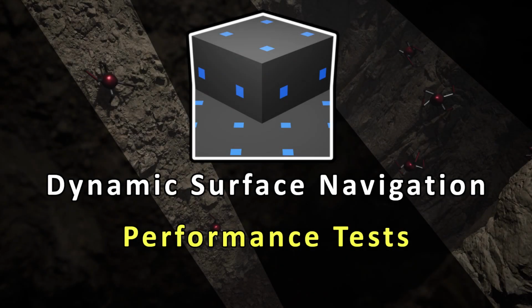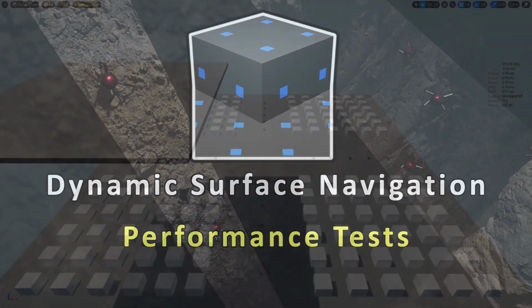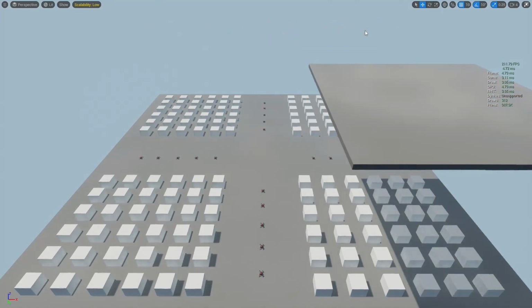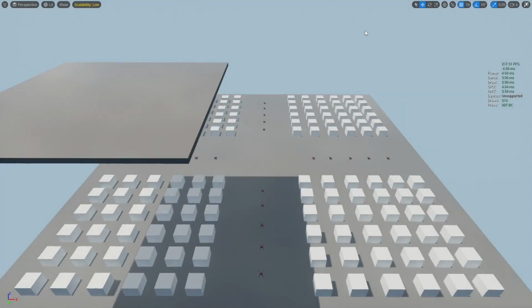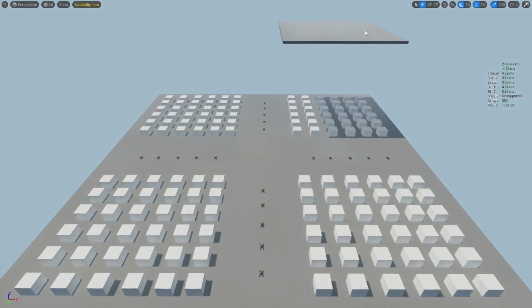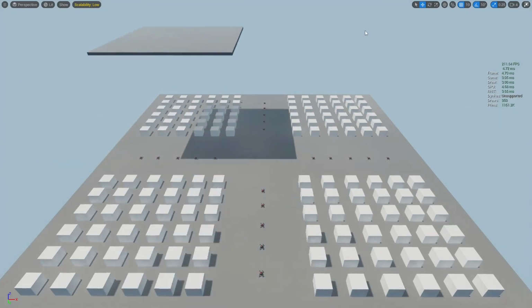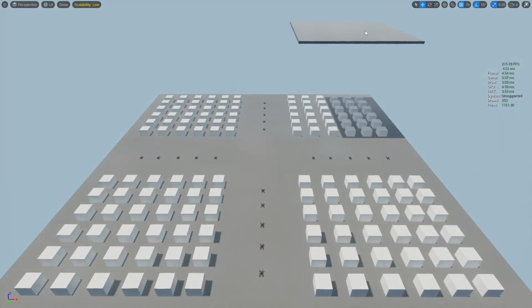Hey everyone, in today's video I'm going to be doing some performance comparisons with the dynamic surface navigation compared to the native UE navigation. There's going to be 4 test runs. The first one you see here is going to be the control. There is no navigation on here, so the spiders down there are not moving. This is just to get a baseline.